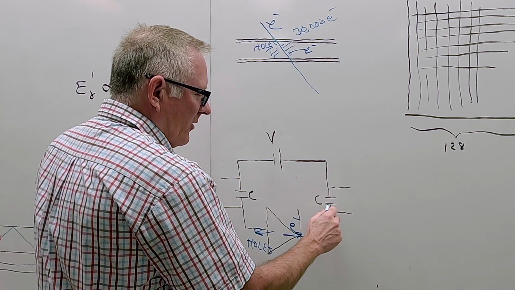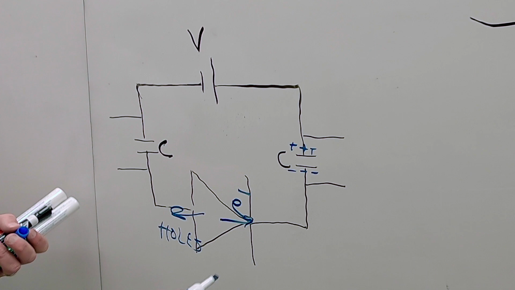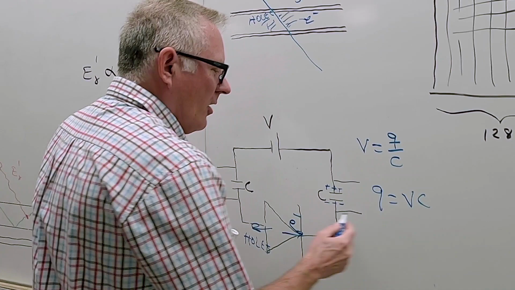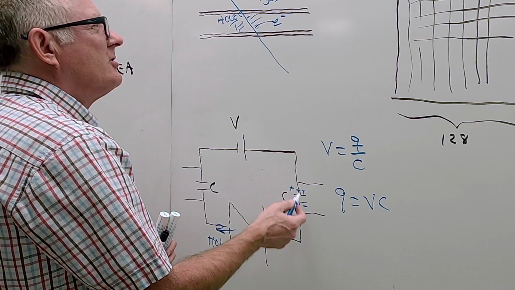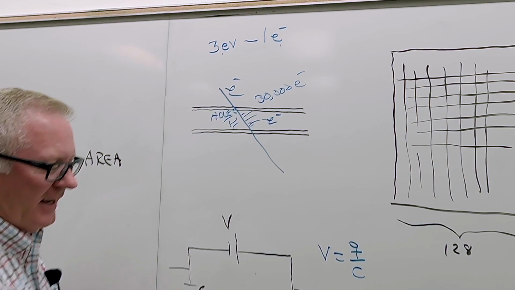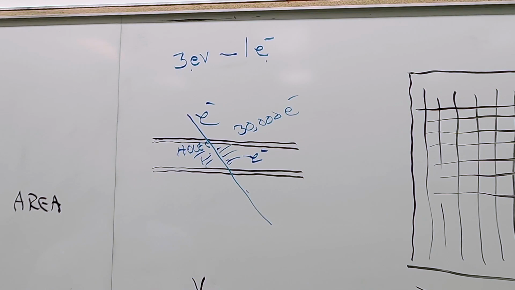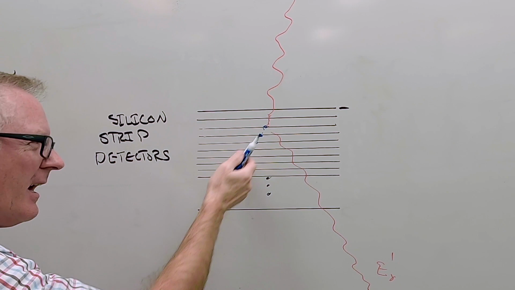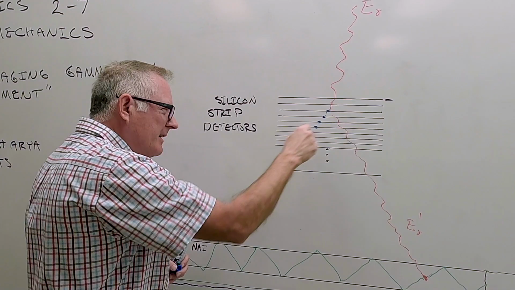These electrons come over here onto this capacitor, which means that's a plus, and we can collect the charges because we know that V equals Q over C for a capacitor, or Q equals VC. We can measure the voltage multiplied by the capacitance. We get the charge. Since we know that each charge takes 3 eV, then I can get how much energy was lost in going through this layer right here. So I get how much energy was lost in this layer, how much was lost there, there, there, there. If I add them all up, that gives me E E prime. So the sum of all these energies gives me E E prime.